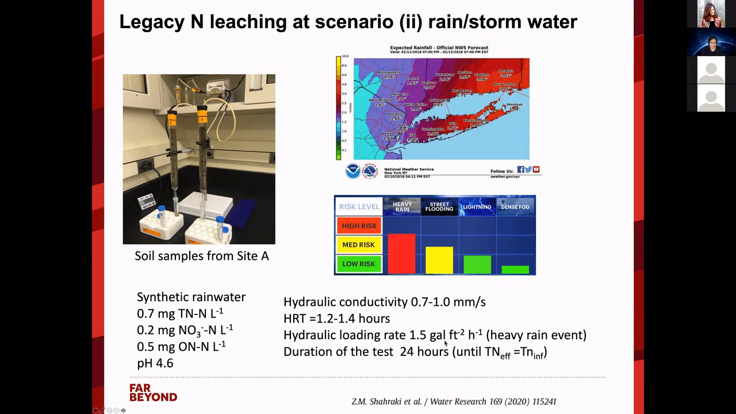The hydraulic loading we chose is based on the heavy rain event at 1.5 gallon per square foot per hour, and the duration of the test was 24 hours. It's similar to the scenario A. We stopped the experiments when we saw the final effluent TN was similar or equal to the influent TN, indicating no further leaching occurred.